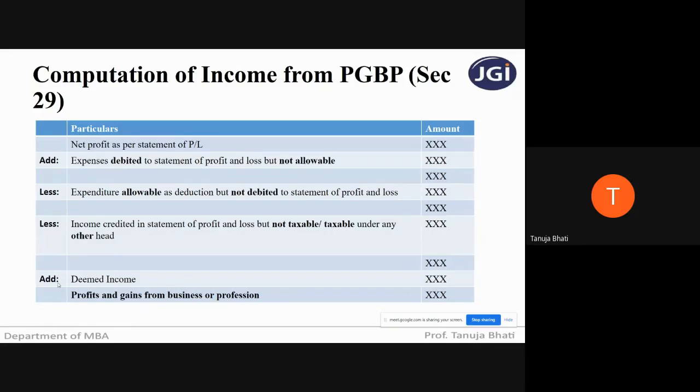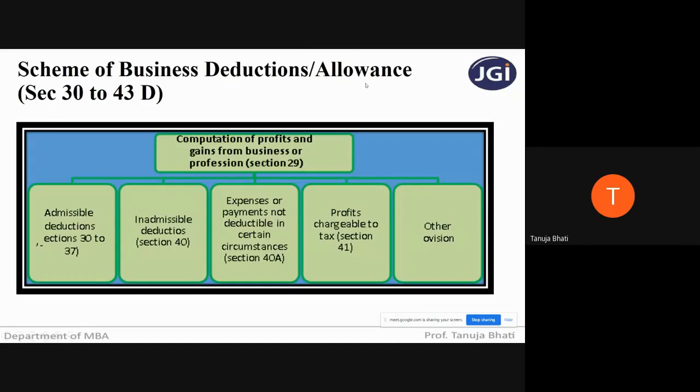Deemed income means income which is not your regular income, such as recovery of bad debts or any cessation of trading liability. That is deemed income which you add back, and whatever you arrive at is the profits and gains from business or profession, on which you are going to calculate tax. So let us continue with the scheme of business deductions and allowances.